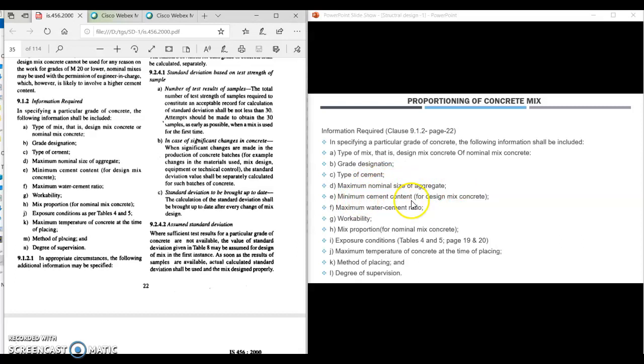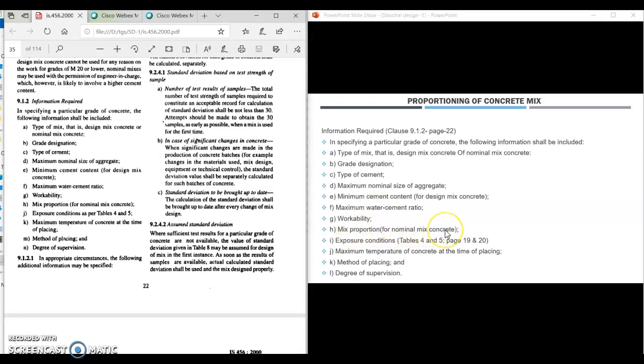The minimum cement content depends upon the environmental condition and upon the type of mix. We have to fix the minimum cement content. The maximum water cement ratio depends upon the workability. We can fix the maximum water cement ratio, and the workability and the mix proportion.